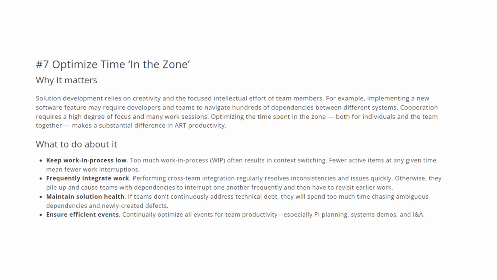Frequently integrate work. Performing cross-team integration regularly resolves inconsistencies and issues quickly. Otherwise, they pile up and cause teams with dependencies to interrupt one another frequently and then have to revisit earlier work. Maintain solution health. If teams don't continuously address the technical debt, they will spend too much time chasing ambiguous dependencies and newly created defects. Ensure efficient events. Continually optimize all the events for team productivity, especially PI planning, system demos, and Inspect and Adapt.